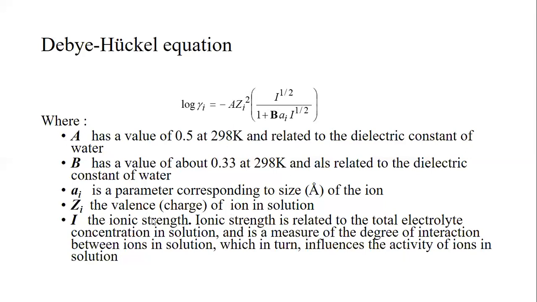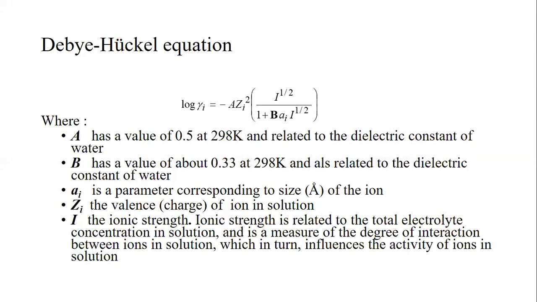I is the ionic strength. Ionic strength is related to the total electrolyte concentration in solution and is a measure of the degree of interaction between ions in solution, which in turn influences the activity of ions in solution. So what makes concentration different from activity? Activity takes into account the interaction between all the ions that are in solution. Concentration doesn't; it's just how much you have there. That's why the two are very different.